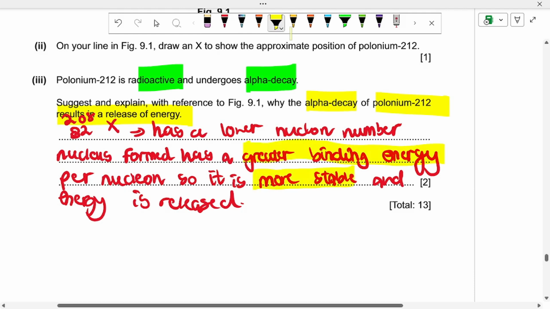Why is it more stable? Well, it's essentially because it has to release energy. As you get closer to iron, your stability increases. So it becomes more stable simply because it has a greater binding energy. Something with a lower nucleon number is going to have a greater binding energy, and that means a lot of energy is going to be released because the reaction is more favorable.